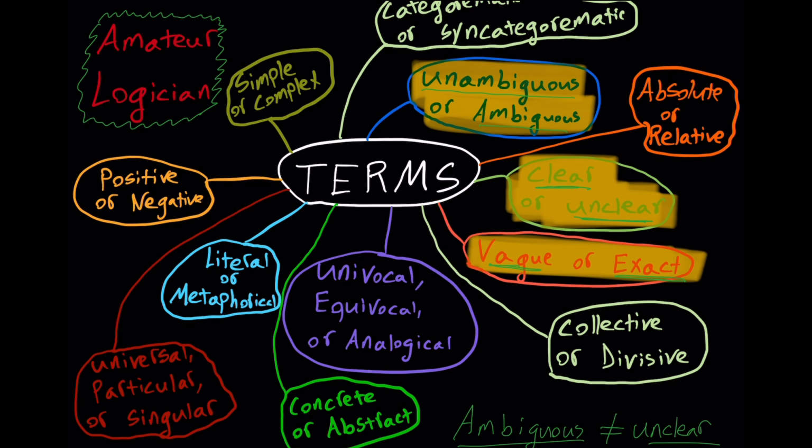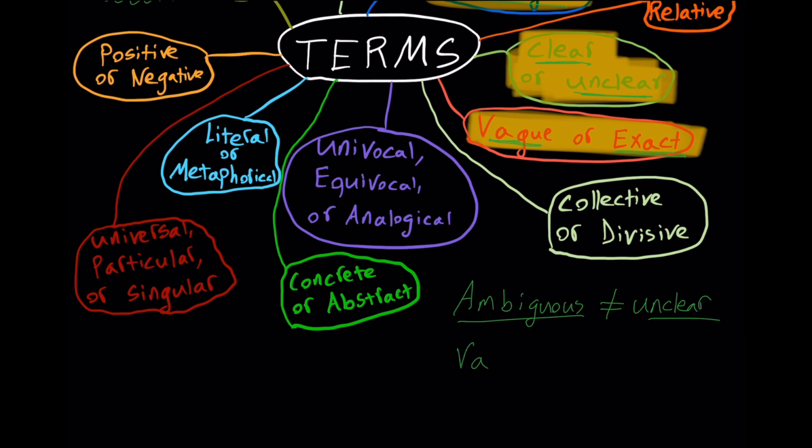It is precise. Now, for us to become more logical, we need to notice that nuances and distinctions are present here. A vague term doesn't necessarily mean an ambiguous term. So vague does not necessarily mean ambiguous. Vague and ambiguous are two different things. Remember, an ambiguous term has more than one meaning, while a vague term lacks a precise meaning. Something can therefore be vague, but not ambiguous.